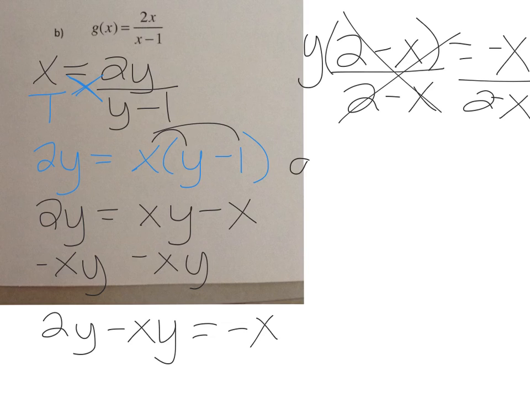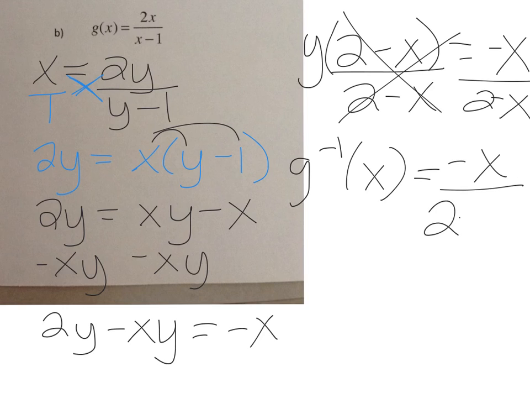The last step is to use the inverse notation. And then this is my final answer. Keep in mind, if at this point you decided to put all the y's to the right side and everything else to the left side, you would end up with a slightly different expression. So if you end up with x over x minus 2, that is also an acceptable answer.